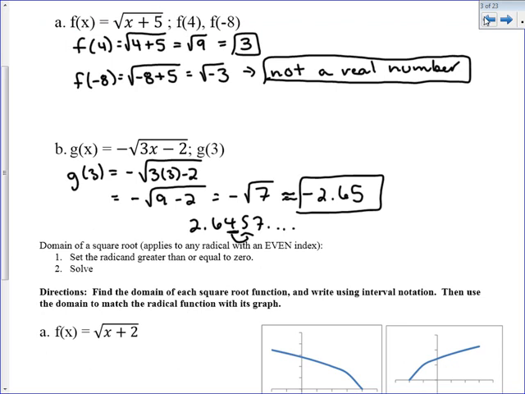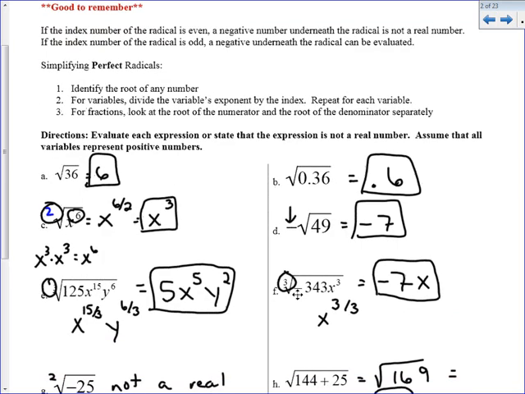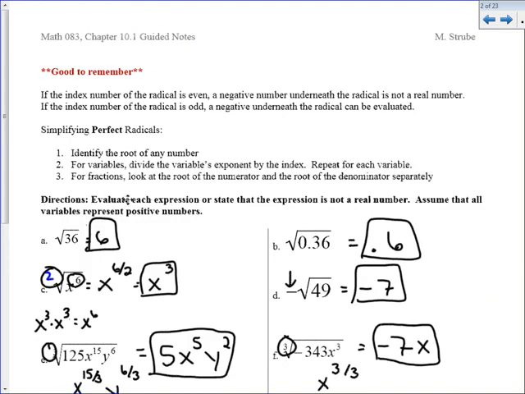No, if your index is odd, so like when we had a cube root, the negative inside is okay. The times you can't have it is if you have a square root, because your index is 2. If you had a 4th root, your index is 4. Can't have a negative underneath. If you had a 6th root for some reason, couldn't have a negative underneath. So it's this right here. If the index is even, no negatives underneath. If it's odd, it's okay.